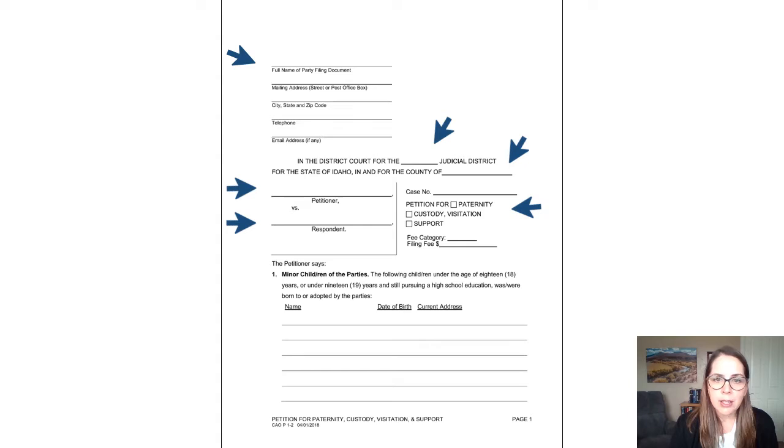Here is the title of the case right underneath the case number, and you're going to want to mark the boxes that are relevant to what you're asking for. You have the options for paternity, custody, visitation, and support. Starting on paragraph 1 here on page 1, you're going to list the names of the minor children that were born to both parties, their birthdays, and their current address.